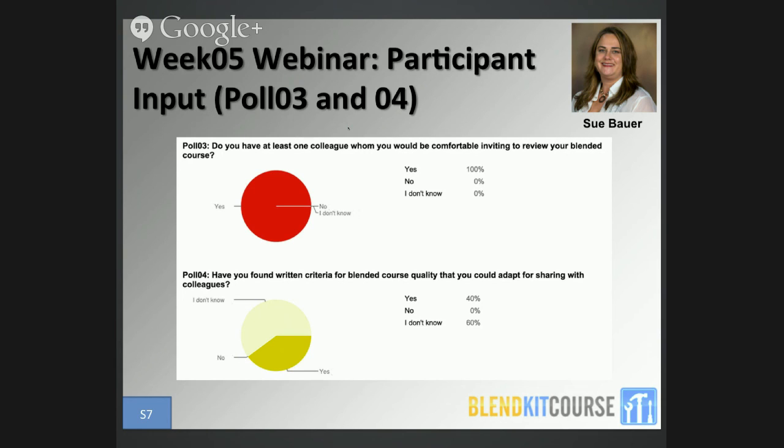We also have Poll 4: Have you found written criteria for blended course quality that you could adapt for sharing with colleagues? 40% of you said yes, and the rest of you said you don't know. Well, if you answered yes, please go ahead and share that in the discussion area, and that way we can give some resources to those who answered that they do not.